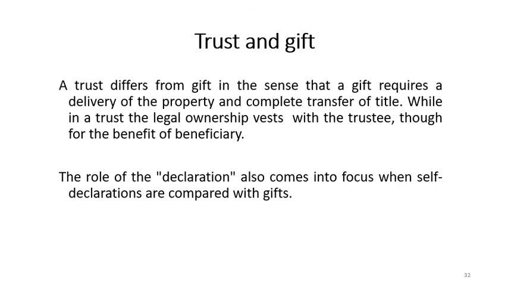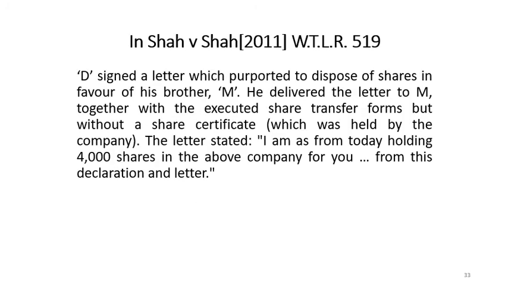Now we will move to the next slide here. In this case, what happened? D signed a letter which purported to dispose of shares in favor of his brother M. He delivered the letter to M together with the executed share transfer forms, but without a share certificate because it was in the custody of the company.